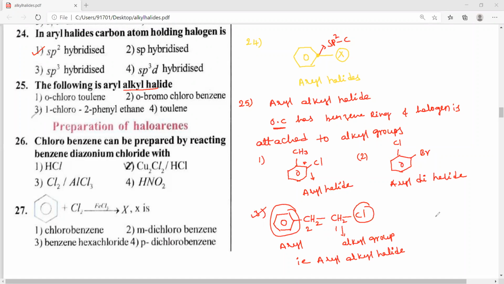Next, see the toluene. Toluene is nothing but methyl benzene. Okay, so it is not a halogen compound. So the answer is third option. Okay, let's go for next question.